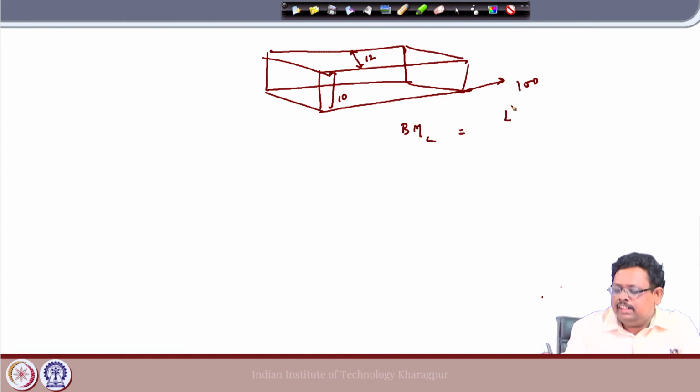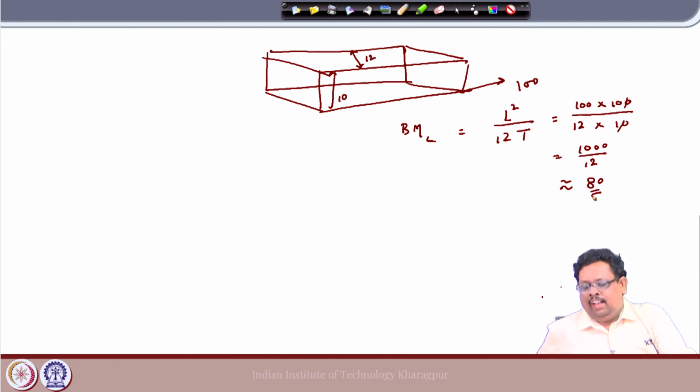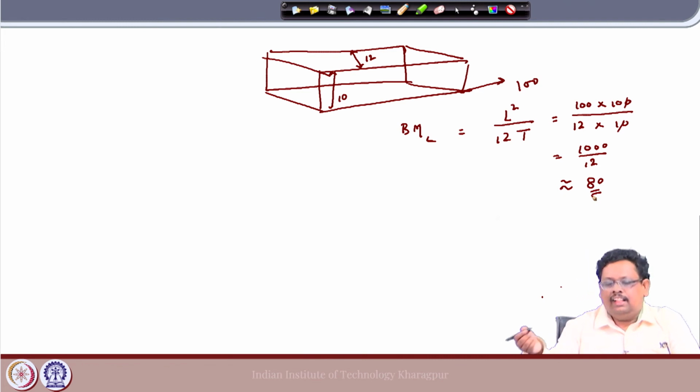I know that it is L square by 12 T, right. So L square is 100 into 100, then divided by 12 and 10. So it is 1000 by 12, which is around 70 or 80, something like this, right. You can see that the length L is 100, and it is coming out as 80.